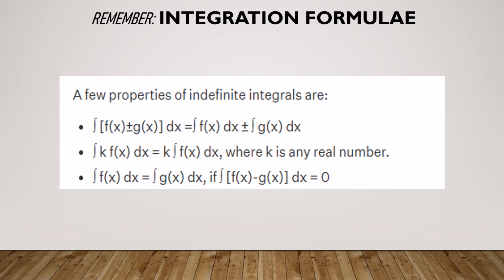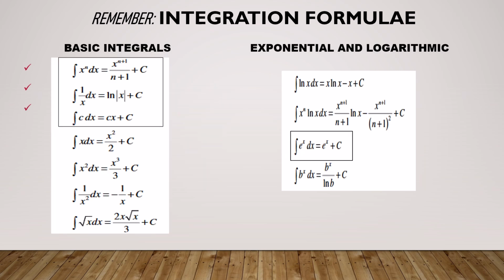Now basic rules. If you have a sum and difference of two functions, the integral will also be the sum and difference. Similarly, when you multiply by a constant, the integral of k into f(x) dx is k into the integral of f(x) dx. If two functions have the same integral, then the difference of the functions is 0. This can be applied to any n number of functions.